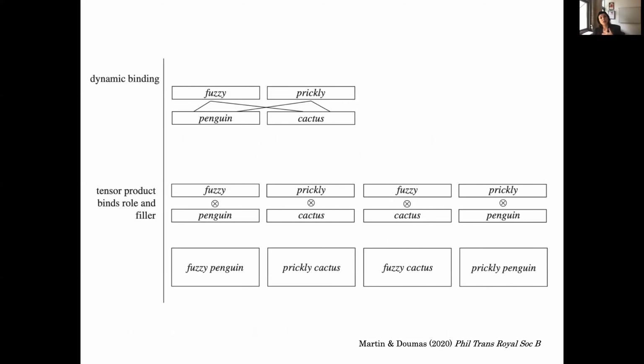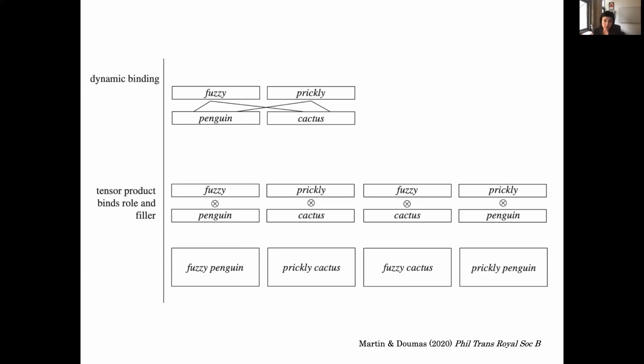So we were interested in contrasting two approaches, the tensor product approach and a dynamic binding approach. Here's just a schematic cartoon. Now, I've already done a bunch of bad cartoons in this talk, so maybe this is just another bad cartoon to add to your collection, but to illustrate how we imagine the system.